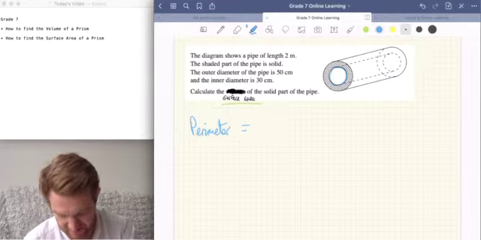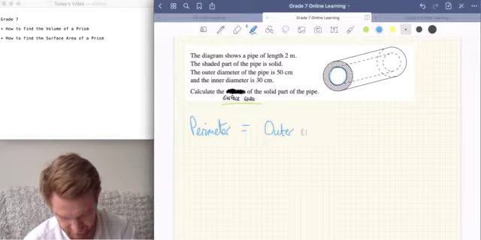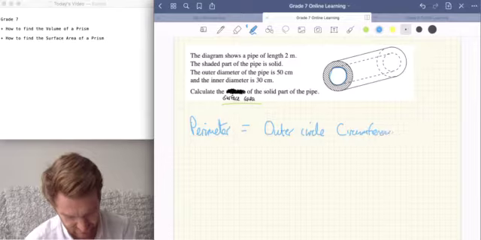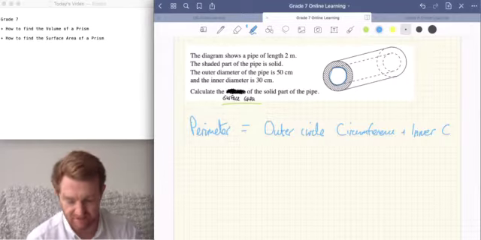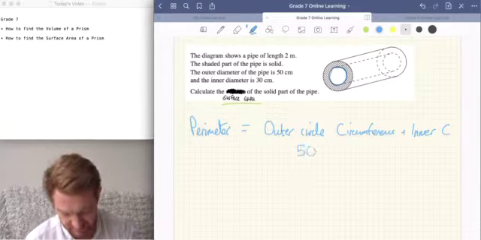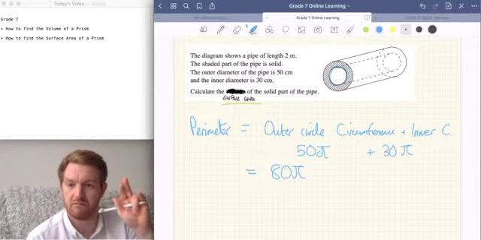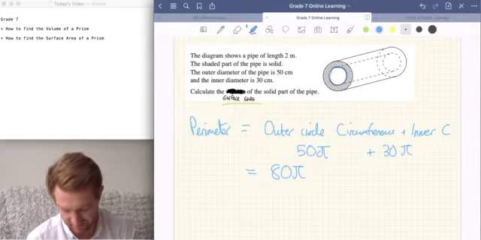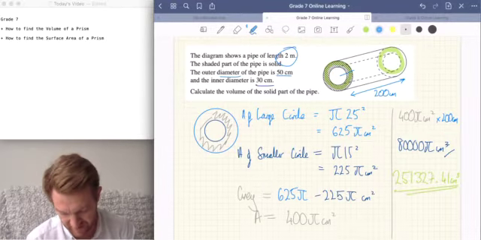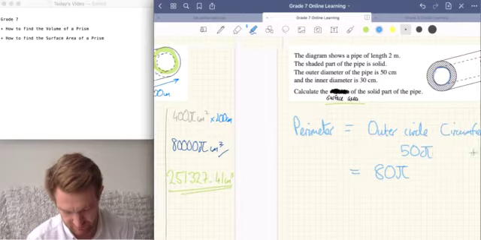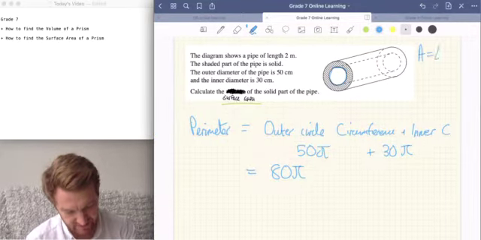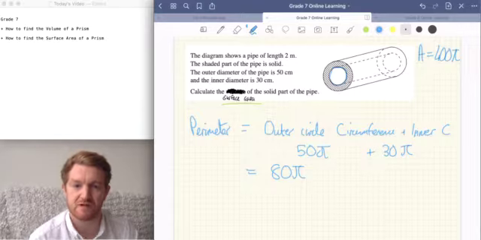So the perimeter will be the outer circle circumference and the inner circumference. So we add those together. The outer one is going to be the diameter times pi. The inner one is the diameter times pi. So the total outer and inner perimeter or circumference is 80 pi. We know from before that the area is 400 pi, because we did that before.